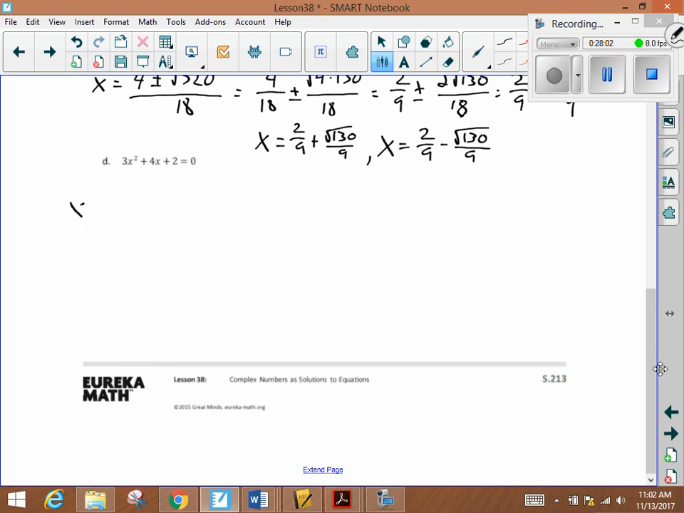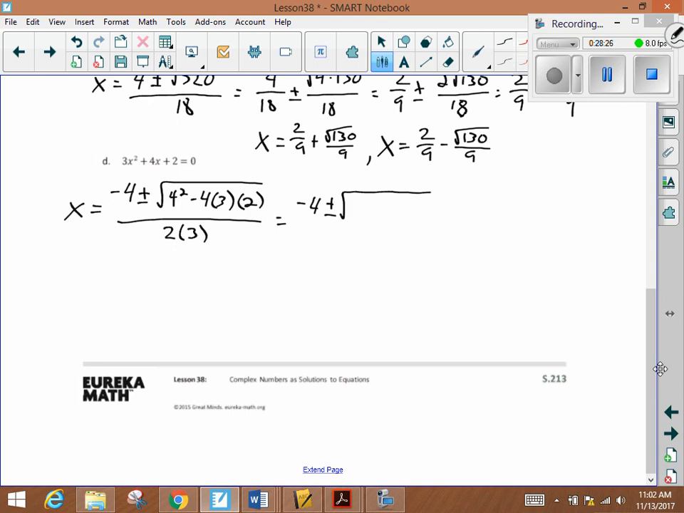Okay. x equals negative b plus or minus the square root of b squared minus 4 times a times c, all divided by 2 times a. There we go. Alright, so that's going to be negative 4 plus or minus the square root of 16 minus 24, to minus the square root of negative 8, all divided by 6.